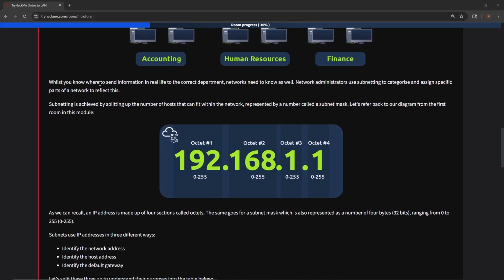While we know where to send information in real life to the correct department, networks need to know as well. Network administrators use subnetting to categorize and assign specific parts of a network to reflect this.